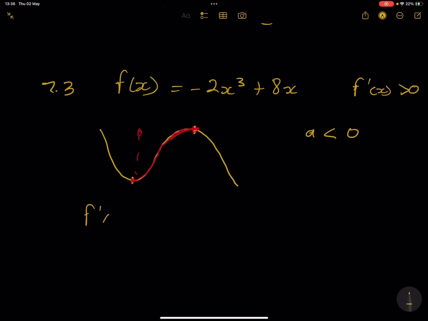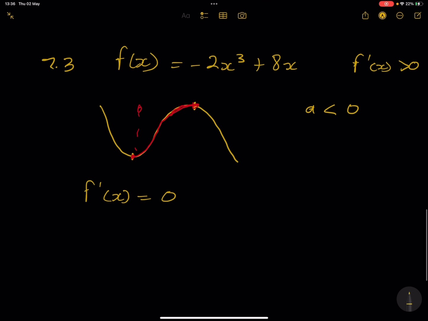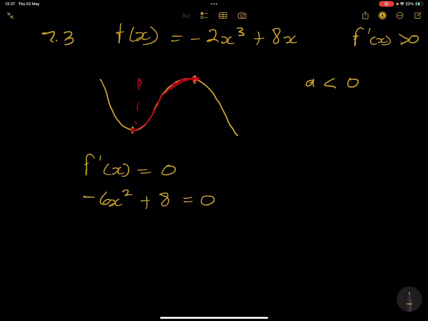So we're going to say f prime of x equal to 0. So this would be minus 6x squared plus 8 equal to 0. And we try to solve as quickly as possible. 6x squared is equal to 8. If I take that to the other side, it becomes negative, but a negative and a negative cancel.